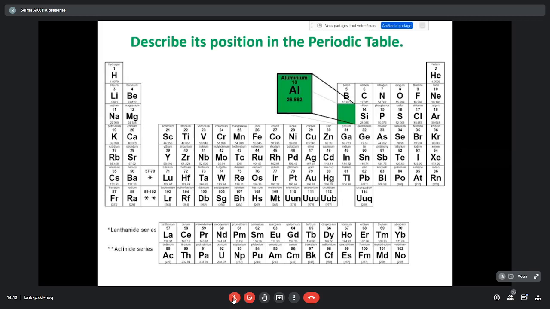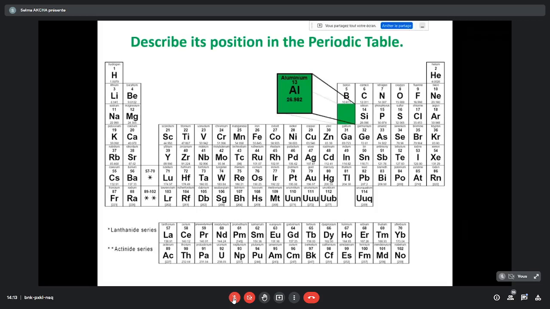Look at mercury, 200. Look at copper, 63. Look at germanium, 72. And aluminium is 27. It is extremely light. C'est vraiment léger. 1 mole, the Avogadro number of atoms of aluminium, 1 mole of aluminium pèse seulement 27 grams.